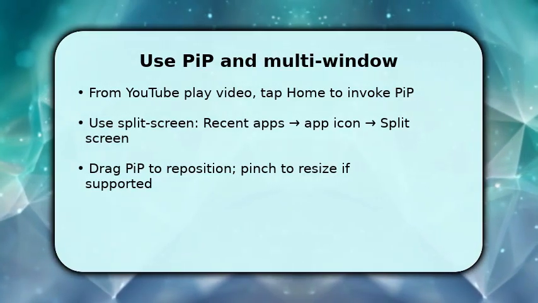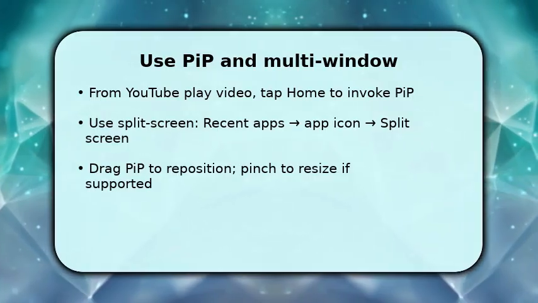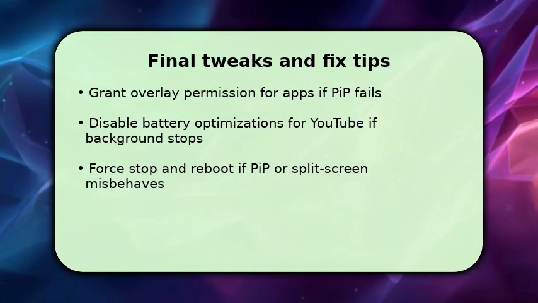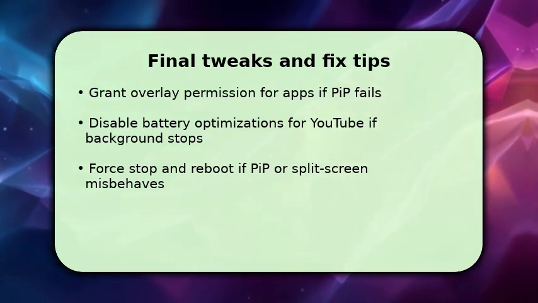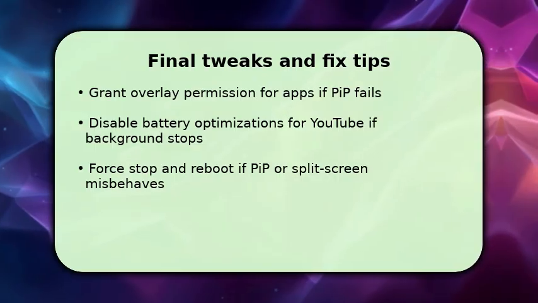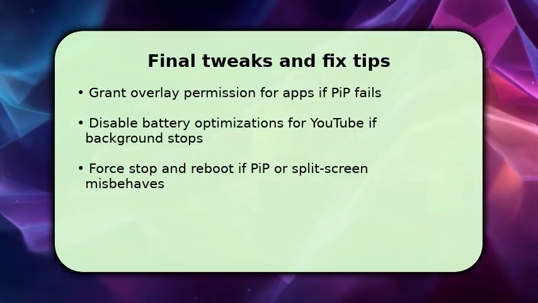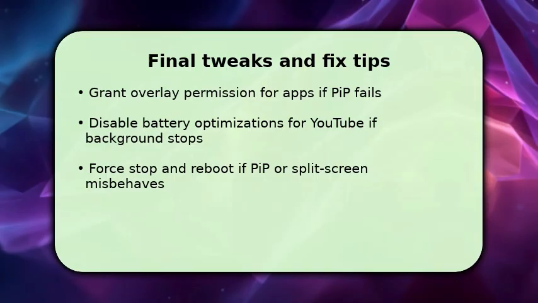To finish, adjust permissions and optimizations so YouTube stays reliable when used with other apps. If Pi-P won't start, go to Apps, then Special App Access, then Display over other apps and grant permission. If audio or playback drops, disable battery optimization for YouTube.